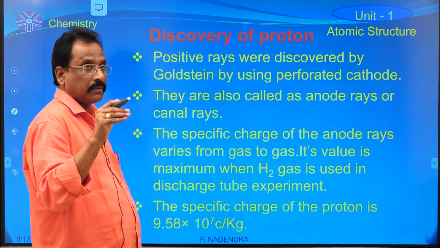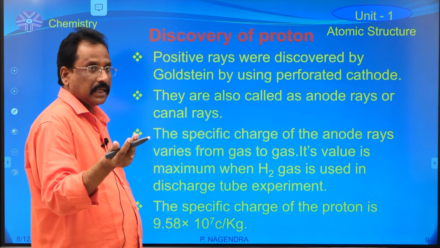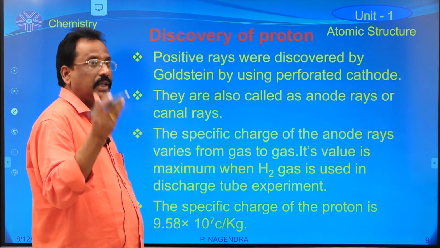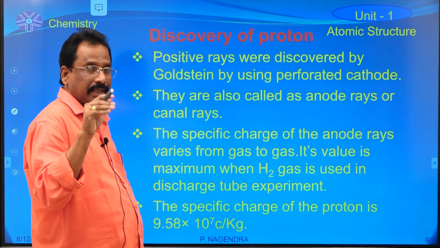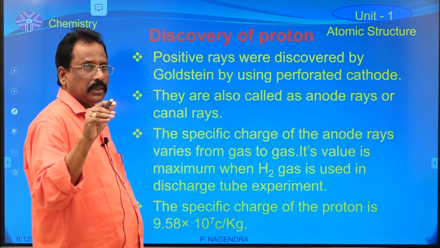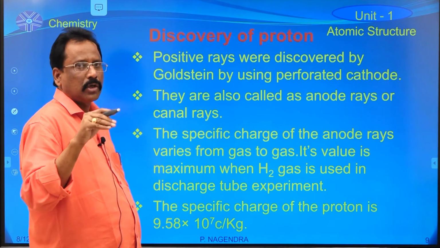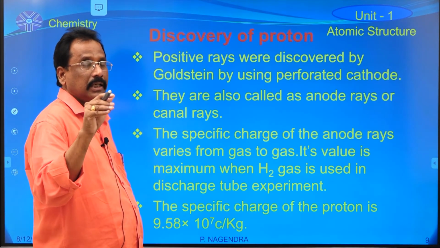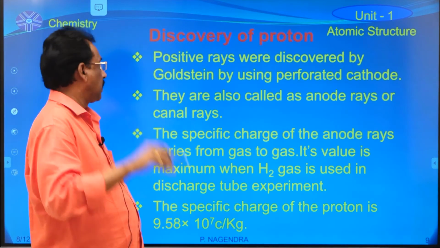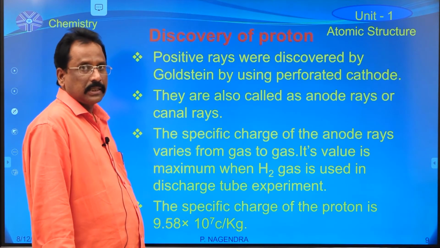When compared with the proton's mass, mass of the electron is very, very less, which is equal to 1 by 1837th part of the mass of the hydrogen atom. That means proton mass is 1837 times more than the mass of the electron. So, now the second fundamental particle is proton.